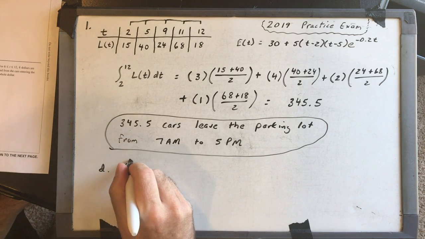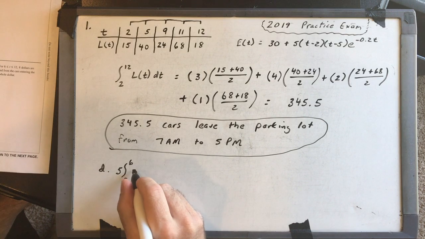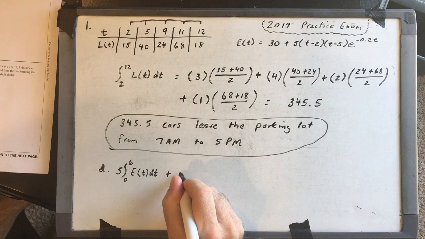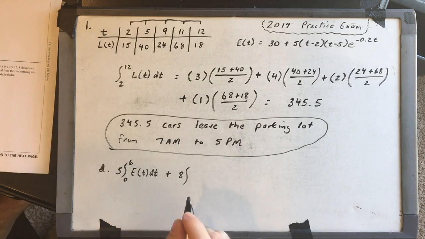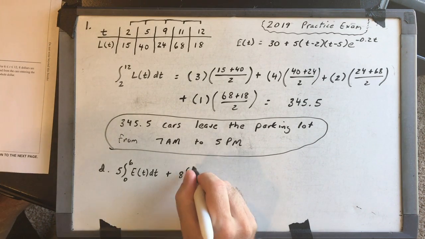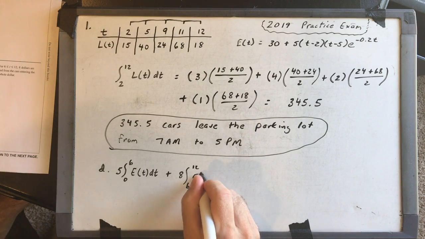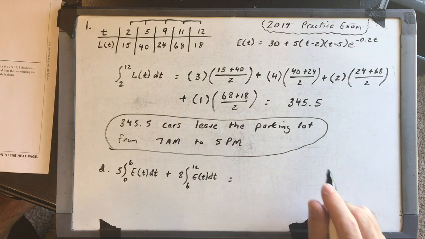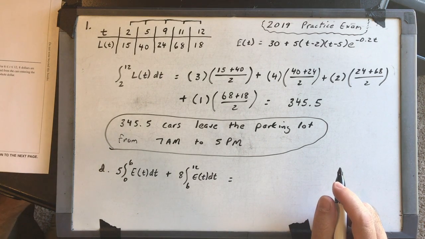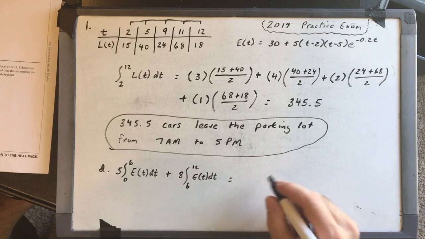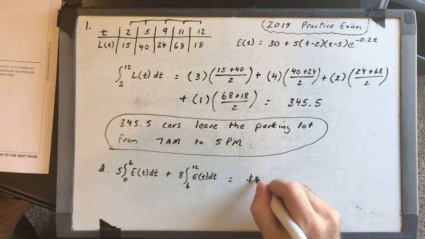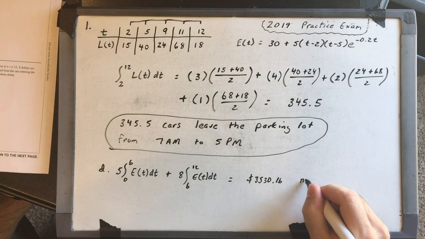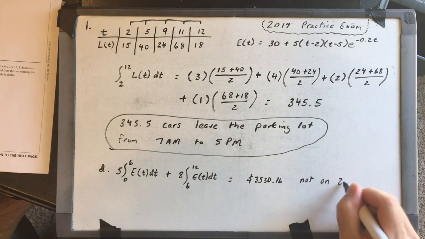So from 0 to 6, you get $5, so 5 times E of T, plus you get $8. I guess that's the higher usage time from 6 to 12 of E of T dt. And you get to use your calculator on that, and you get $3,530 and 16 cents, but that's not on the 2020 test.